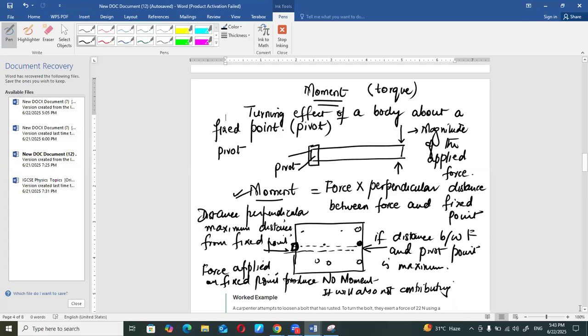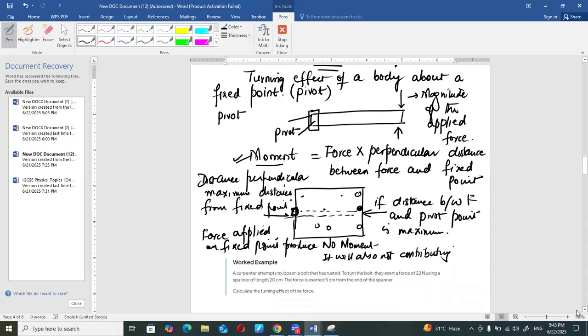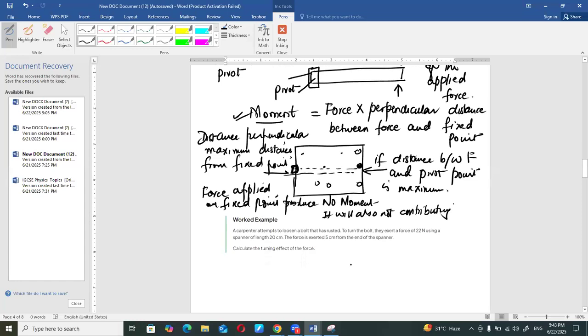Right. One more thing which I wanted to tell you here, before we go to this numerical, is that force and distance are inversely proportional. If distance is maximum, even a smaller force can produce a certain amount of moment. If distance is less, you need to apply an extra amount of force to fulfil the moment requirement. So force and distance are inversely proportional.